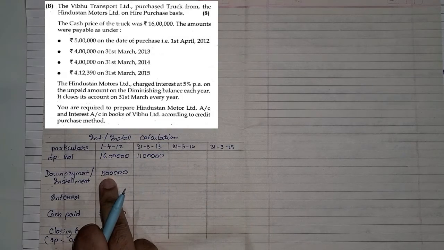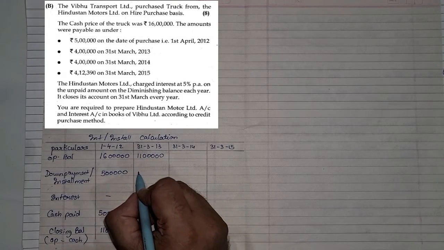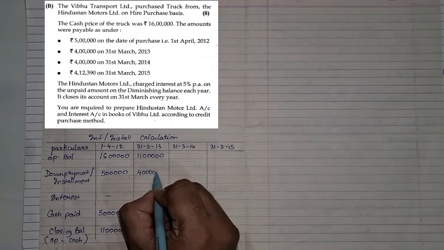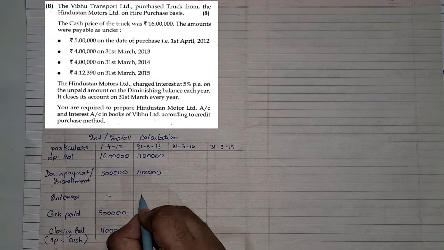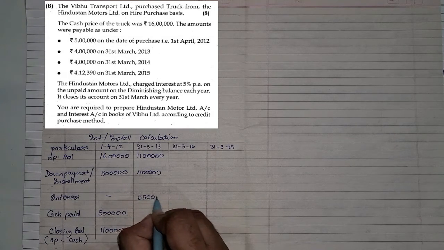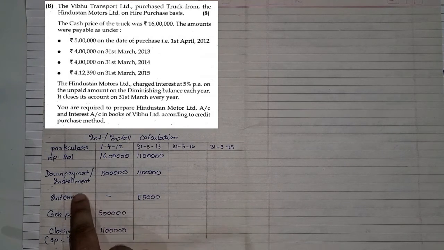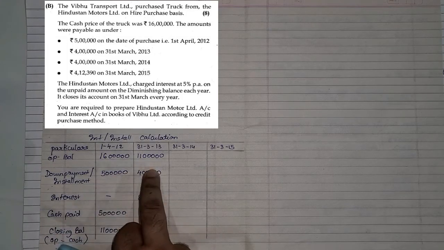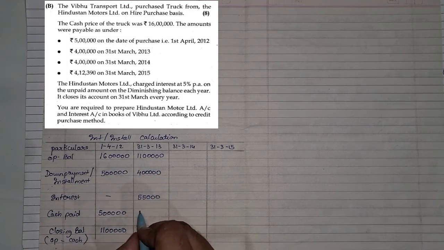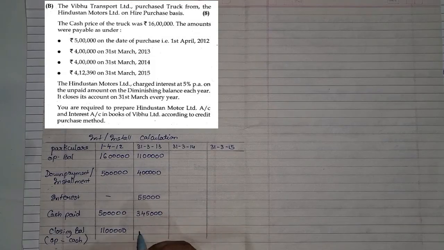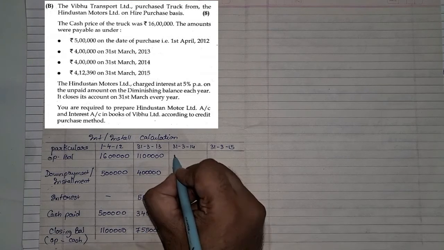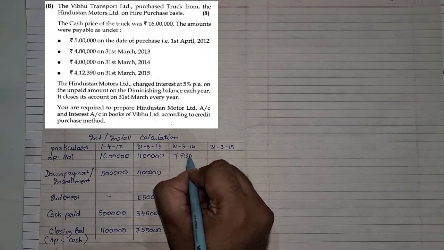Now the installment, the first installment which was paid, was 4 lakhs. Interest, they said it's going to be 5%. So 5% of 11 lakh is 55,000. So always remember, interest plus cash paid together becomes your installment. So 4 lakh minus 55,000 will become 3 lakh 45,000. 11 lakh minus 3 lakh 45,000 will be your closing, 7 lakh 55,000. Again the closing will become the opening for the next year, 7 lakh 55,000.